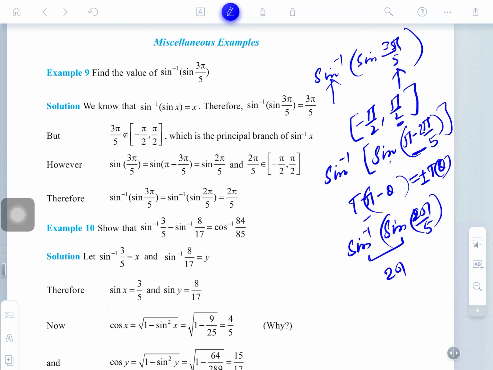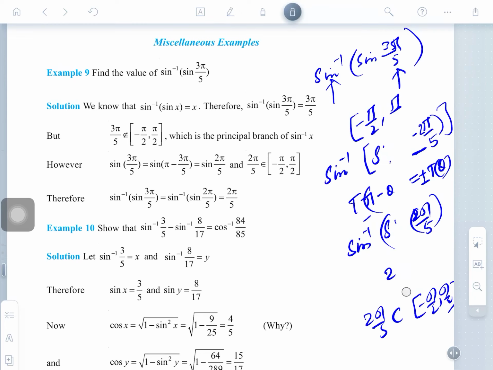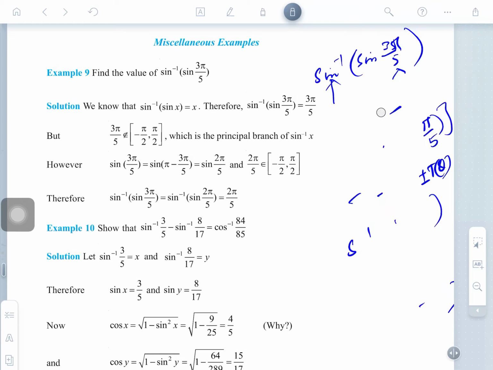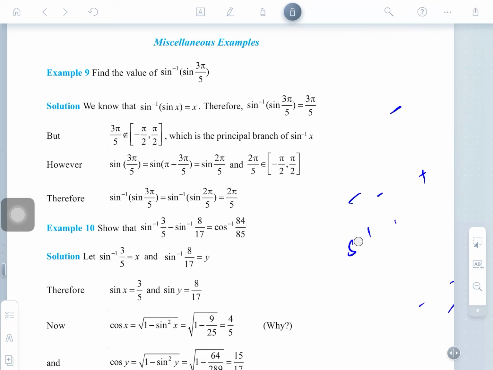So again a solution is coming, 2 pi by 5. Is it a solution here? Yes, it may be here. Why? Because 2 pi by 5 belongs to the principal range. Clear guys? Well understood. So this is solved here completely. Now see the next question. What is it saying here? The next question.